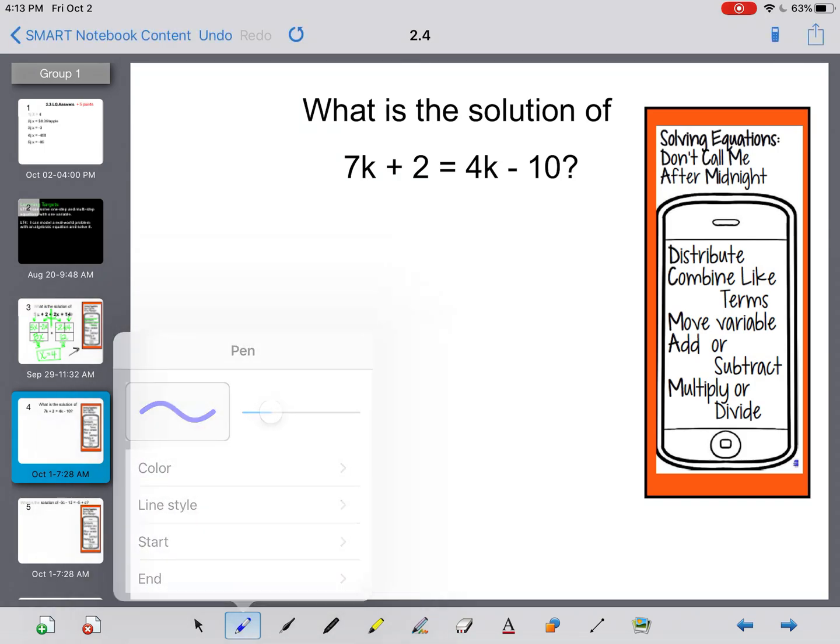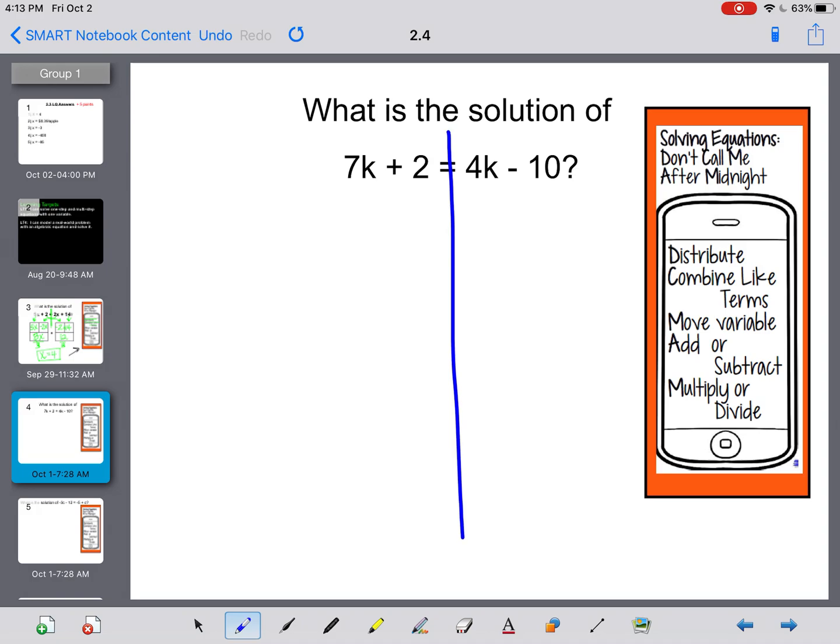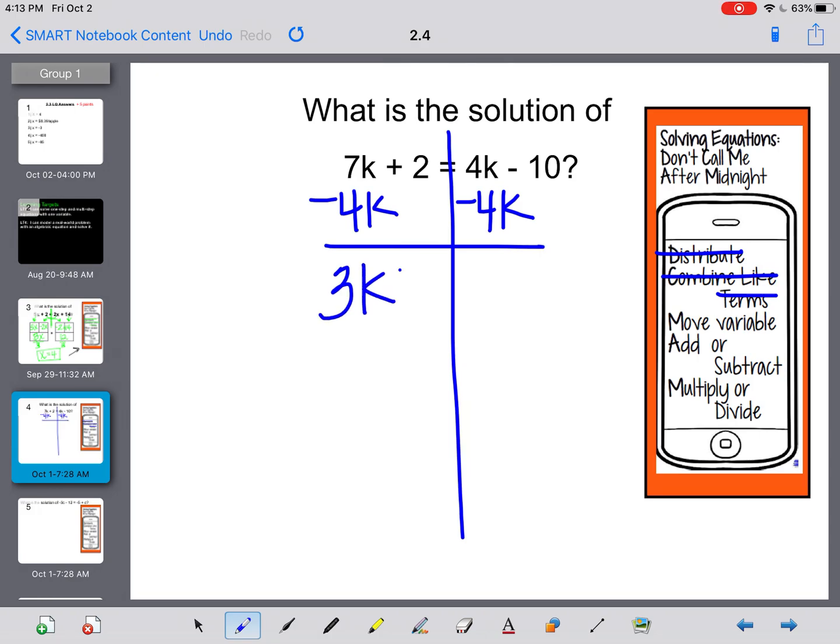Now, if you don't need those boxes, we can do it without them, just with our inverse operations. So I'm going to draw my train tracks down the middle. There's no distributing, there's no like terms on either side, so I'm going to move this 4k. In order to move it, I need to subtract it since it was positive. And the reason I chose the 4k is because I have 7k's on the left, and that leaves me with still a positive amount of k's.